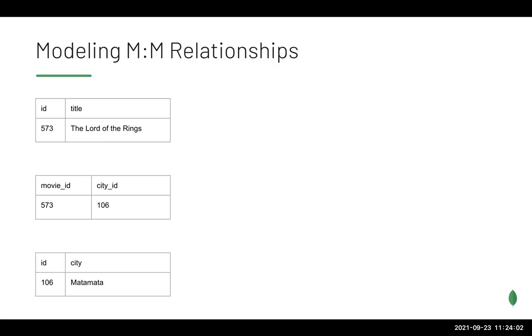So the way that you would model this relationship in a traditional relational database is you would have a movies table that would have a list of movies.